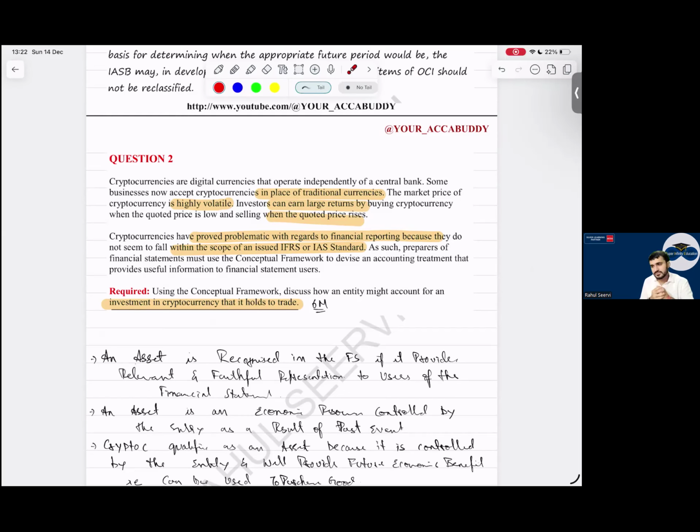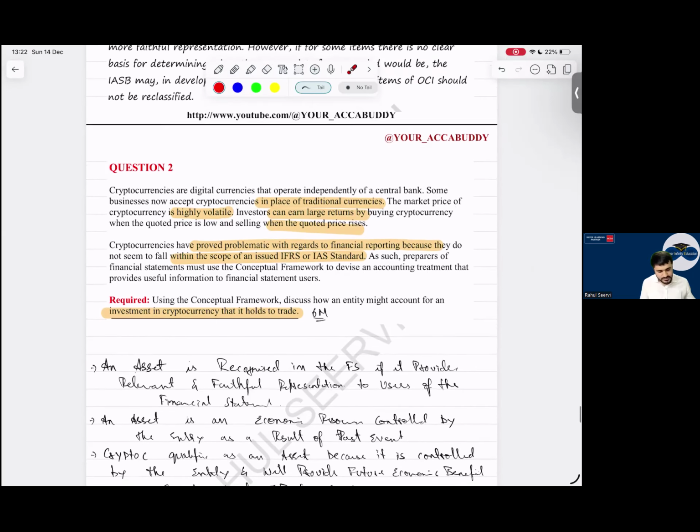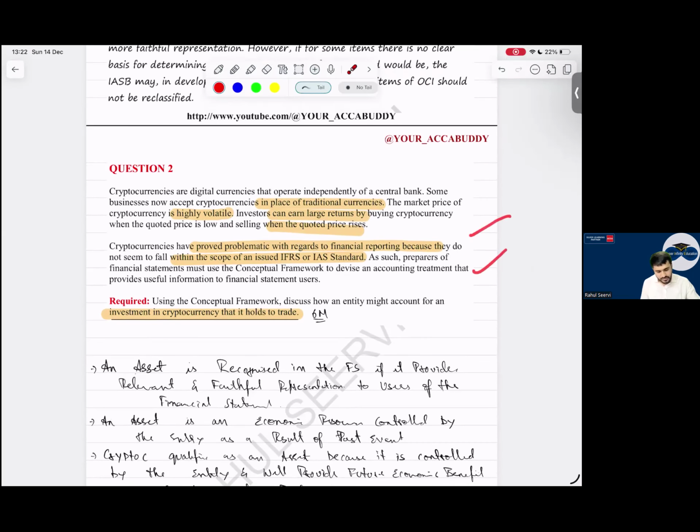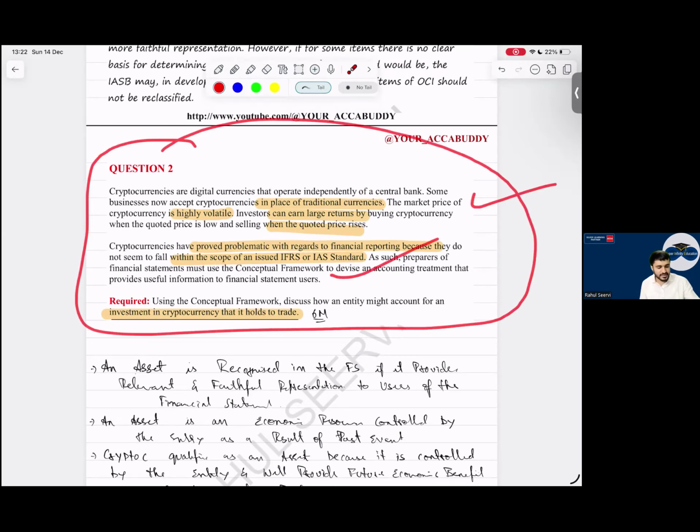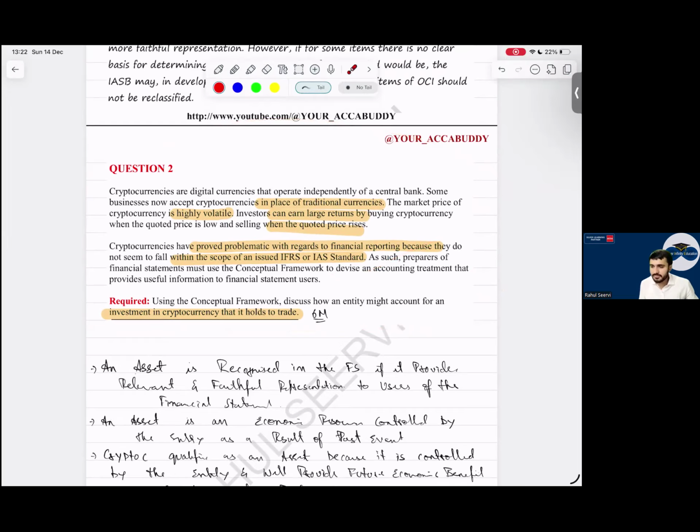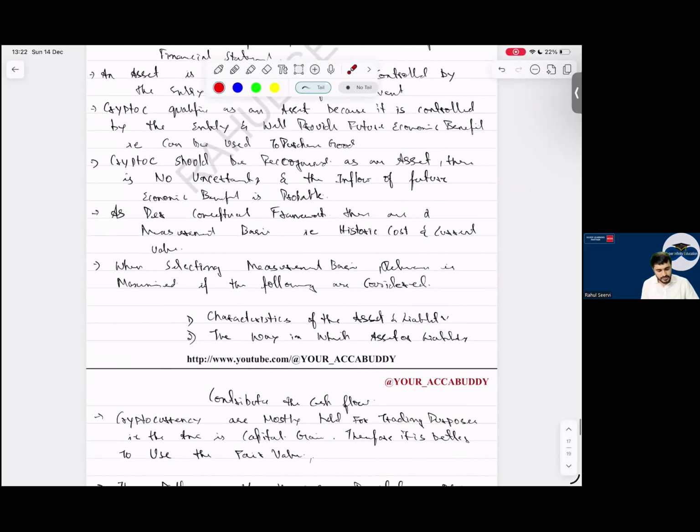Okay, thank you. So with this the second question is also done. If you see in your past paper, there are 3 questions regarding cryptocurrency. The same 3 questions are there. So this question is also done.